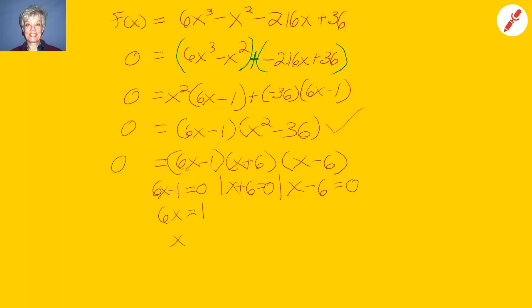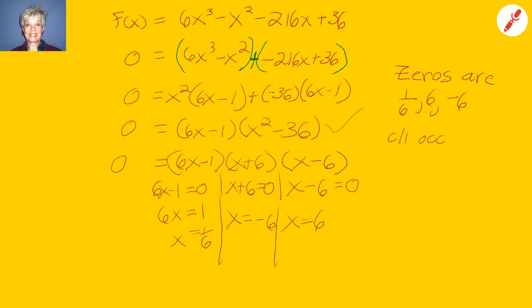Add 1 to both sides, so 6x equals 1. Divide both sides by 6, so one of your zeros is x equals 1/6. The other two factors are fairly easy to solve. You have three zeros here: 1/6, negative 6, and 6. And they each have multiplicity 1.